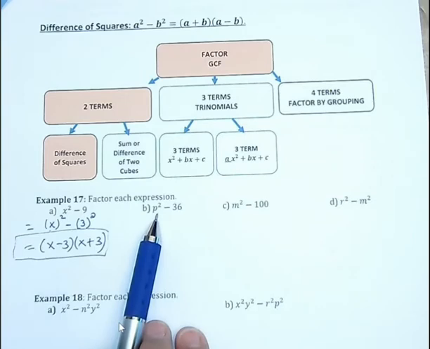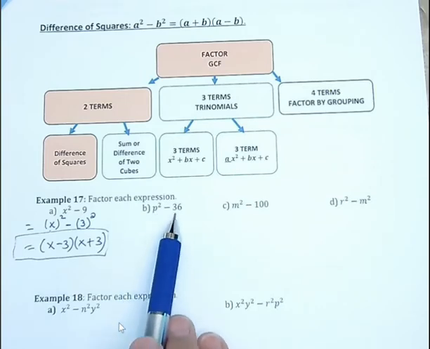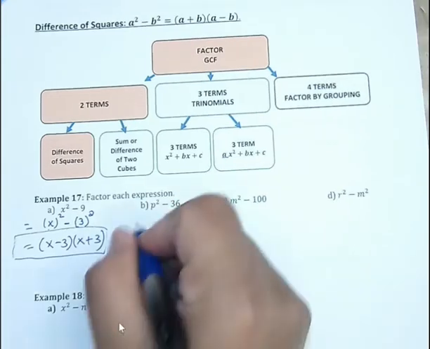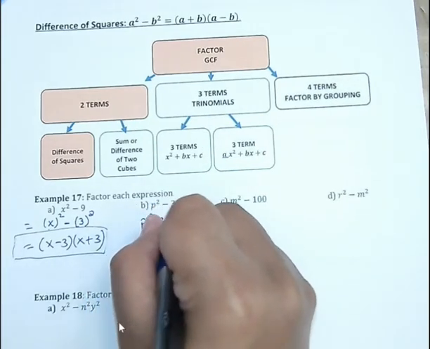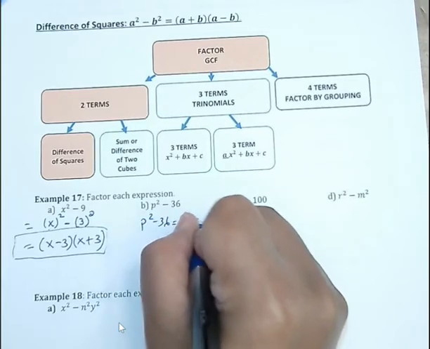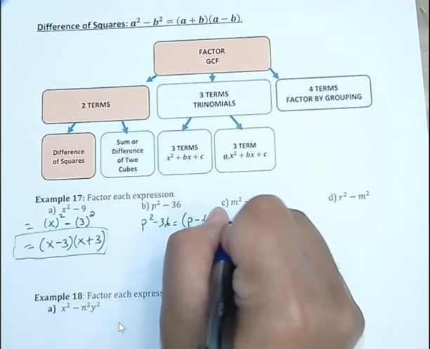So if we look at this one, p squared minus 36, ask yourself, is 36 a perfect square? In other words, can we multiply the same number to get 36? And we can multiply 6 times 6. So one would be negative and the other would be positive.